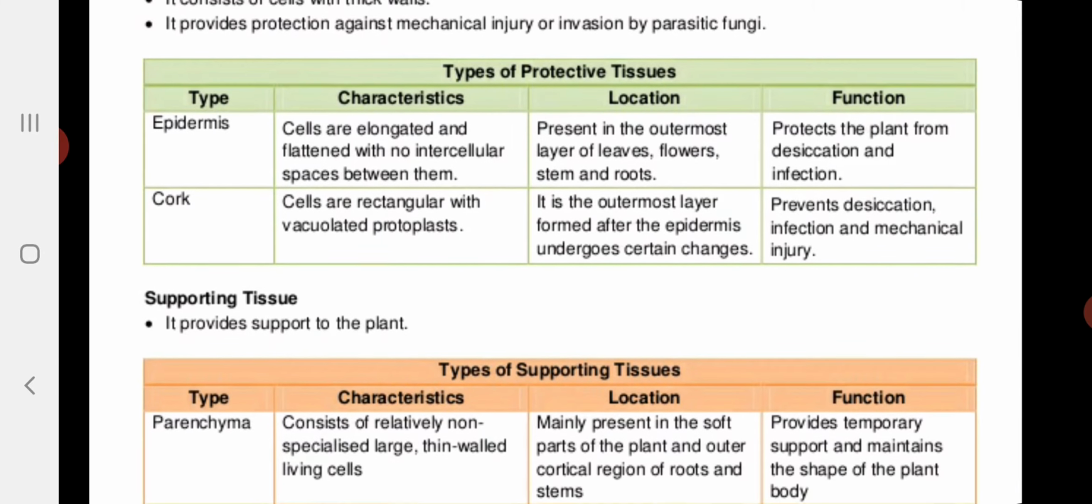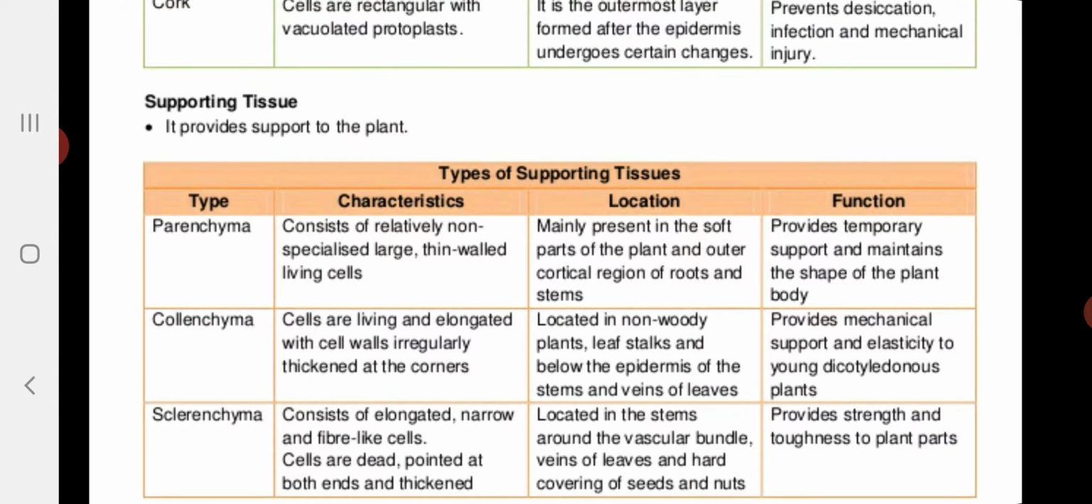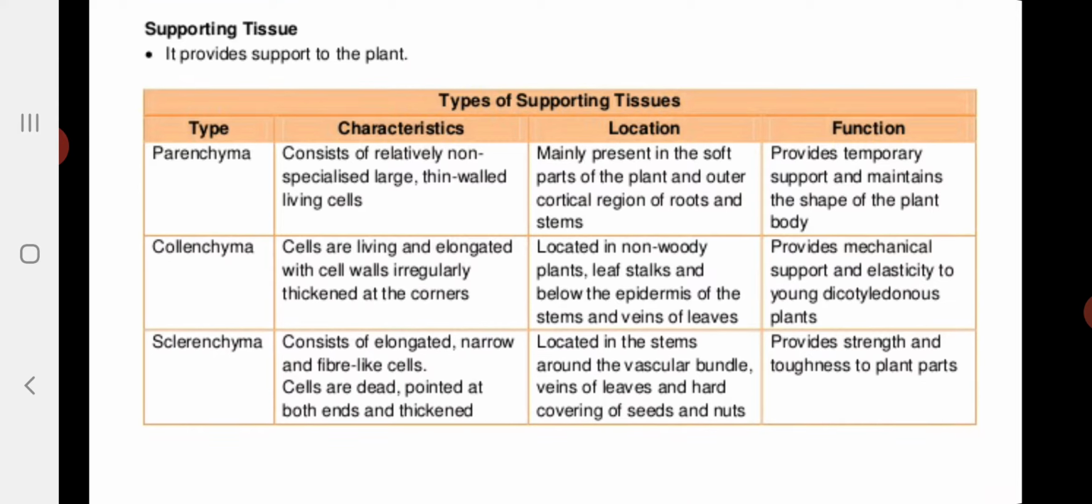Now we are going to discuss supportive tissues, that is parenchyma, collenchyma and sclerenchyma. Parenchyma consists of relatively non-specialized, large, thin-walled living cells, mainly present in the soft parts of the plant and the outer cortical region of the root and stem. It provides temporary support and maintains the shape of the plant body. Collenchyma provides mechanical support and elasticity to young dicotyledon plants. Sclerenchyma provides strength and toughness to the plant.